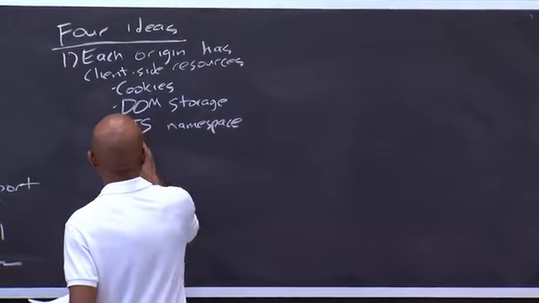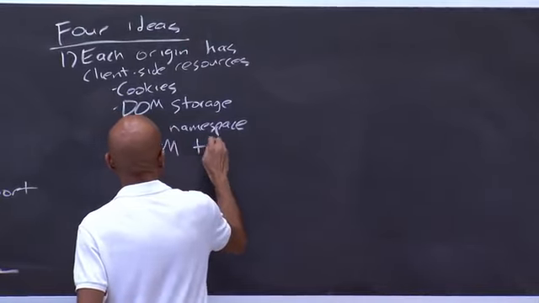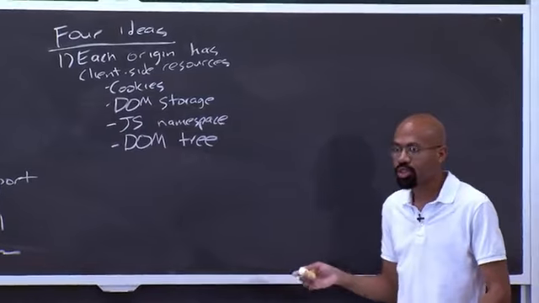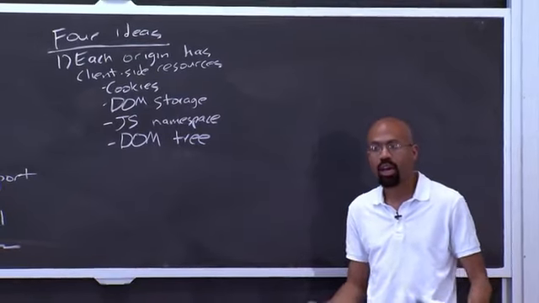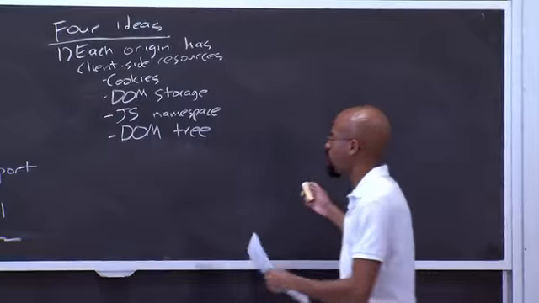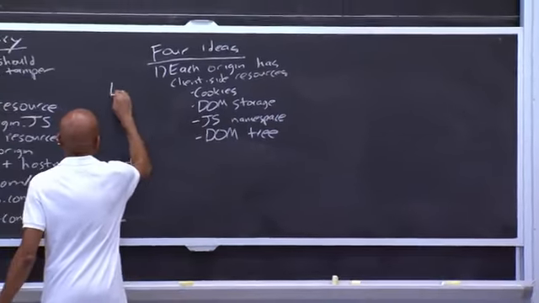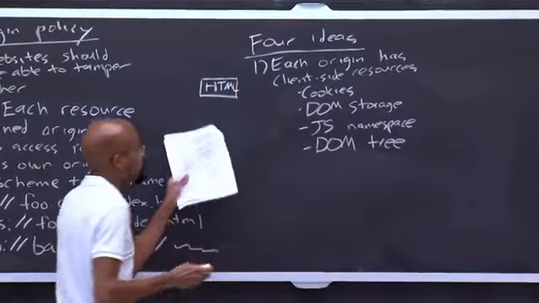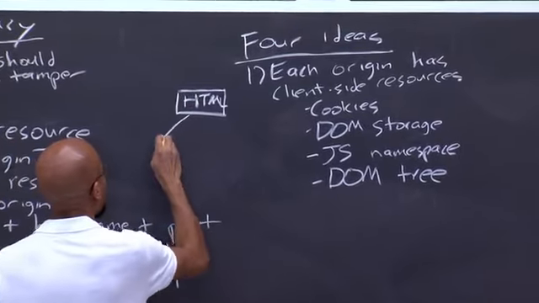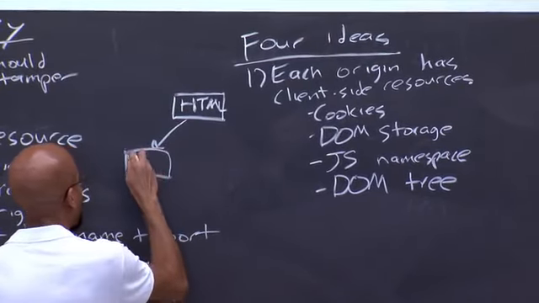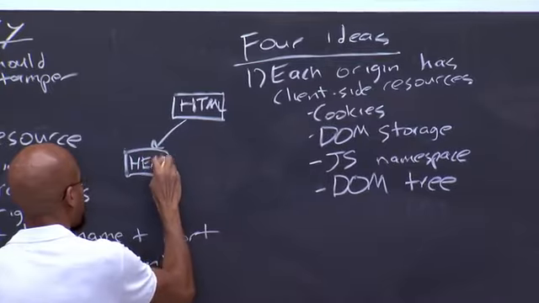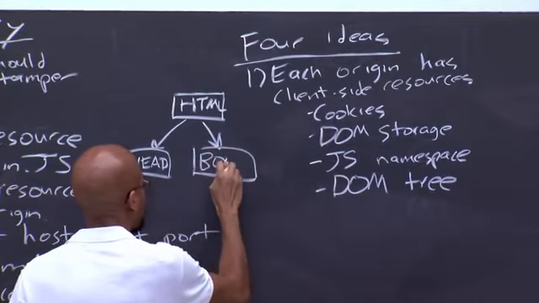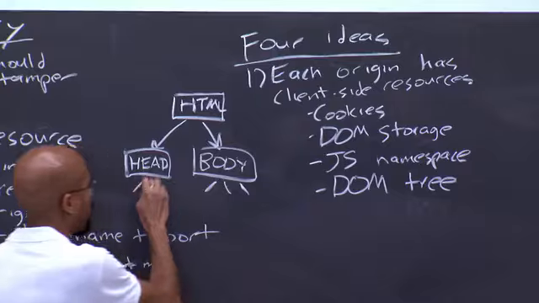There's also this thing called the DOM tree. DOM is short for Document Object Model. And the DOM tree is essentially a JavaScript reflection of the HTML in a page. So you can imagine that the DOM tree has a node for the topmost HTML node in the HTML, and then it's going to have a node for the head tag. Then it's going to have a node for the body tag, right? So on and so forth.